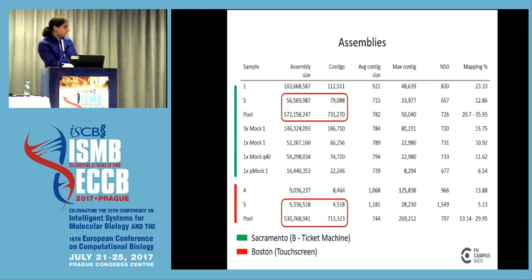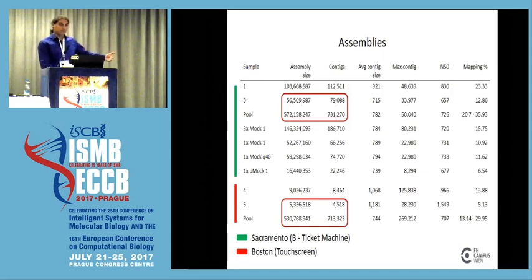The green one here is the Sacramento ticket machines and the respective mock communities from sample 1B. These are the ticket machines, and the Boston ones are at the bottom. What you can see here are single sample assemblies. Sacramento had all around 20 million reads, and the respective sample number 5 from Boston also had about 20 million reads. But you can see that my assembly size is much, much higher in the Sacramento one than in Boston. And why is that?